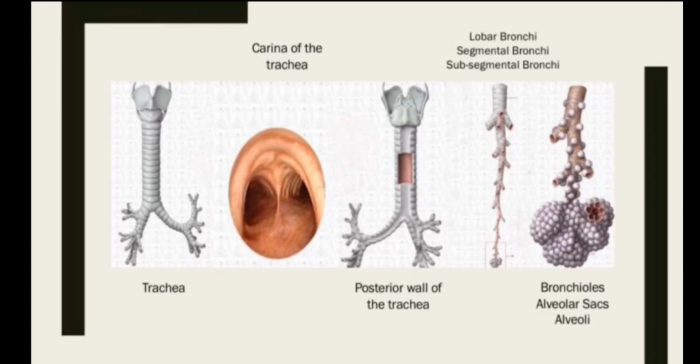Each of the bronchi expands into its corresponding lung, whether right or left, dividing into the following: lobar bronchus, segmental bronchi, subsegmental bronchi, bronchioles, alveolar sacs, and lastly the alveoli. This division allows us to divide the lobes of the lungs into segments, and therefore they are called the bronchopulmonary segments.